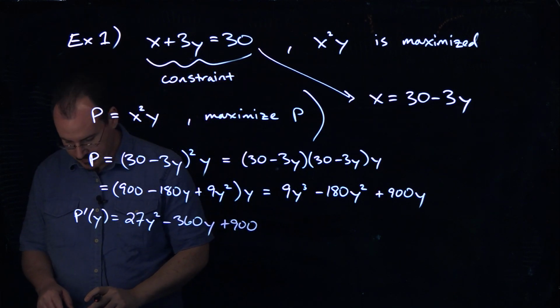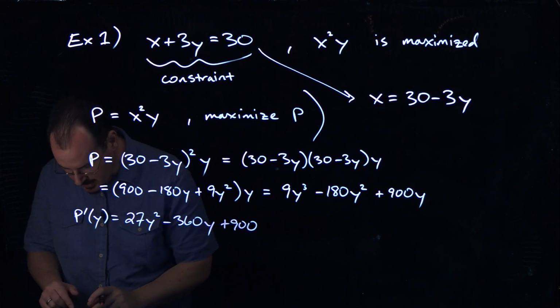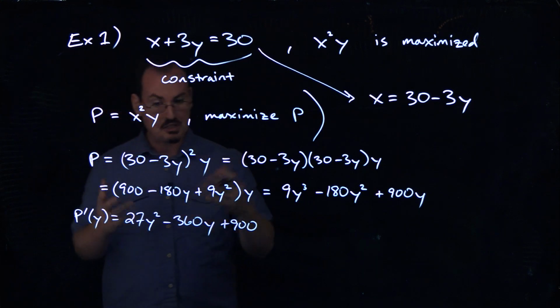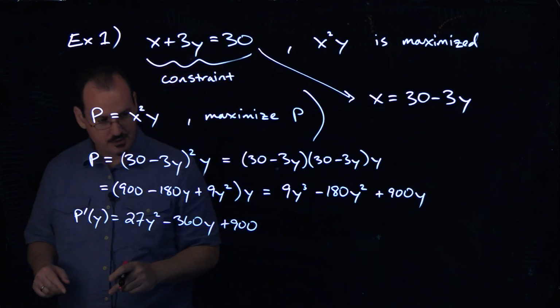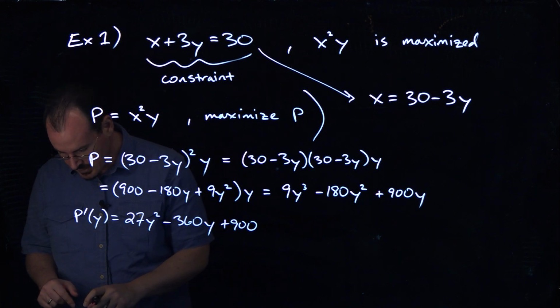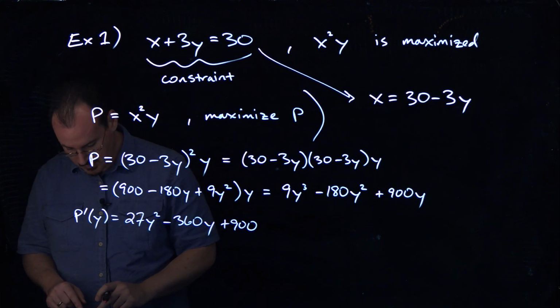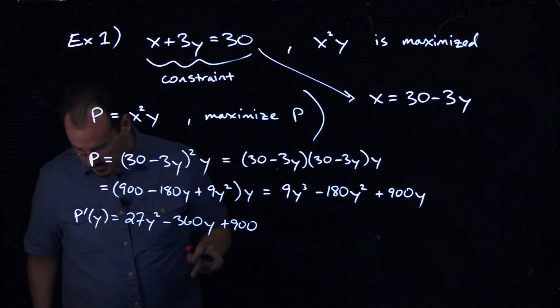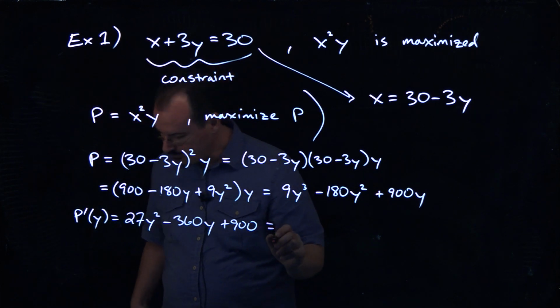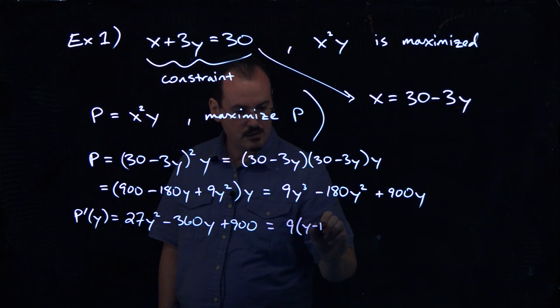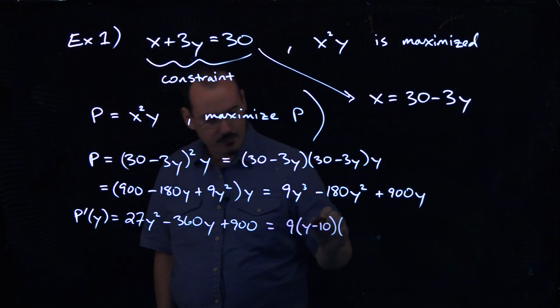And I think we can probably factor this. I'm going to let my calculator do the factoring today, but remember, this is an online class, so you can go online and find some kind of factoring website that will do that for you. So let's see, factor 27y squared minus 360y plus 900. Okay, so my calculator tells me that this factors as 9 times (y minus 10) times (3y minus 10).